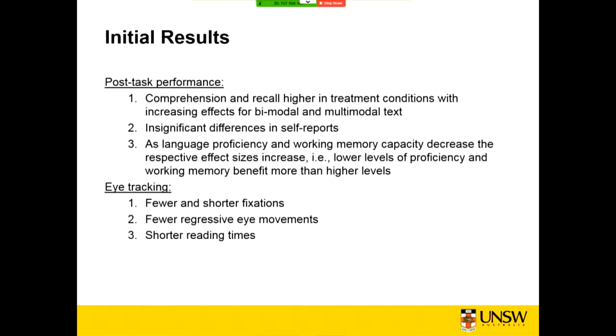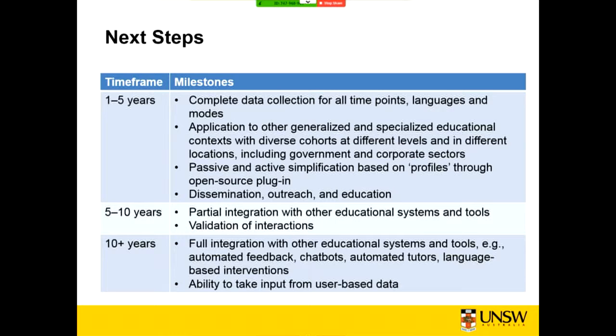And once again, we see as language proficiency and working memory decreases, people benefit more from these text simplification techniques. So the next stage will really be to complete what I've just mentioned there and identify the individual effects in different experimental conditions. And again, we see all of this happening with the eye movement data as well. So just finishing up, the same thing here, completing the data collection, applying it to different areas.